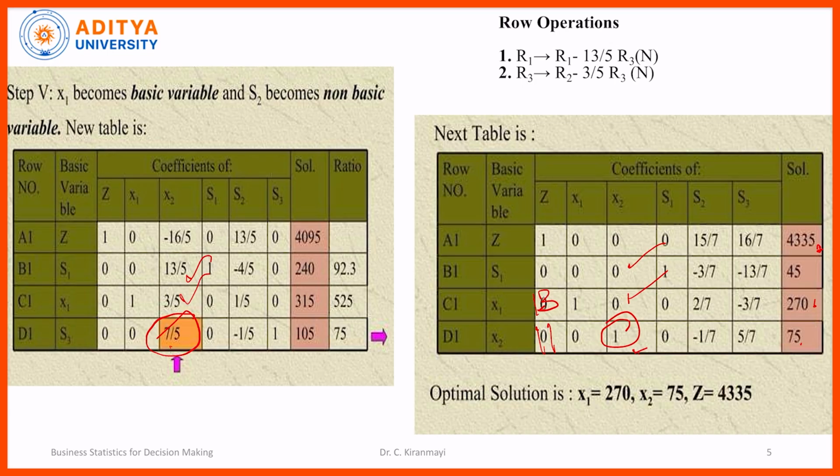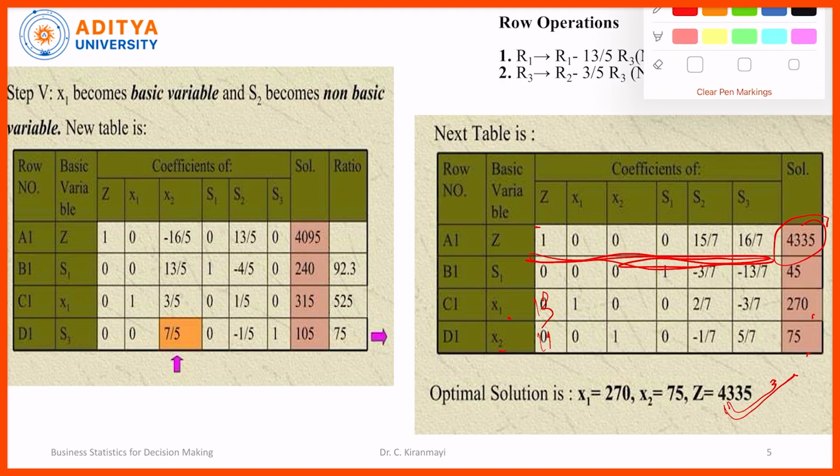And now we have to check whether this solution is optimum or not. How can we check? Look at the net evaluations. Here all the net evaluations are positive. Therefore, the solution here is x1 equal to 270, x2 is 75, and z is 4335. It is the optimum solution based upon the net evaluations. All the net evaluations are positive. Therefore, this is the optimum solution. So, this is how we can find it.